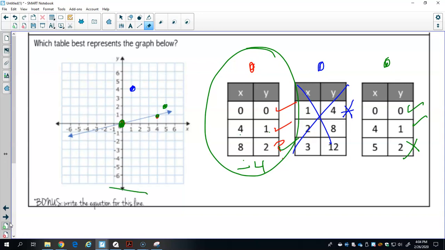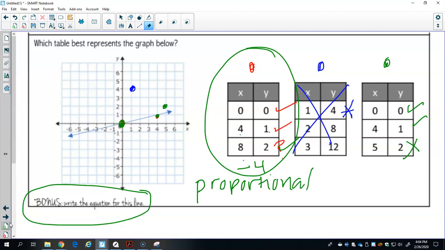Now the last thing, the bonus, is we're going to write the equation for the line. So the first thing I want you to think about is if it's proportional or additive. All right, it's proportional. So since the graph is proportional, I know I'm going to use the equation y = mx, m being our slope, right? To get our slope is equal to rise over run.